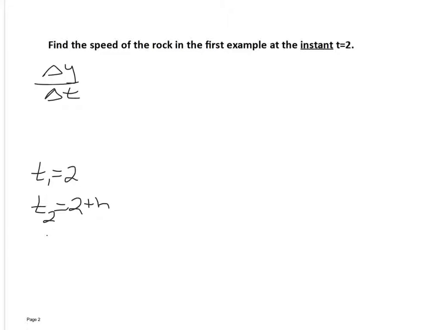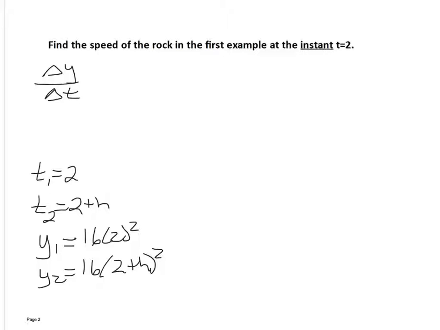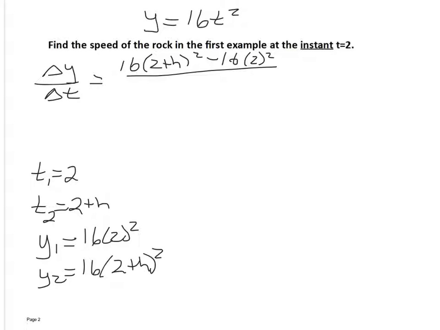Well, that means my initial position would be 16 times 2 squared. All right, and my end position then would be 16 times (2 plus h) squared, because my time is 2 plus h, and I'm putting it back into that function. Remember, it is defined as 16t squared, objects fall on Earth according to this equation. Now, let's go ahead and plug this in, or substitute it in if you want to be more mathematical in your vocabulary. All right, 2 squared all over.